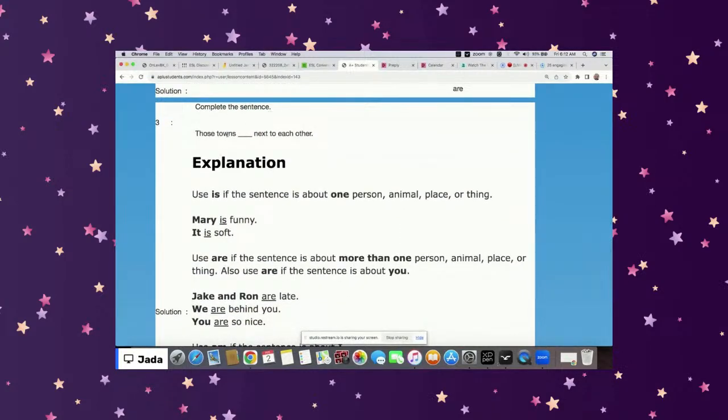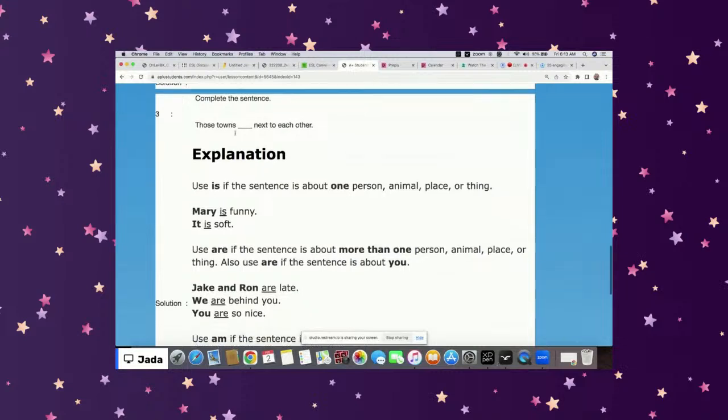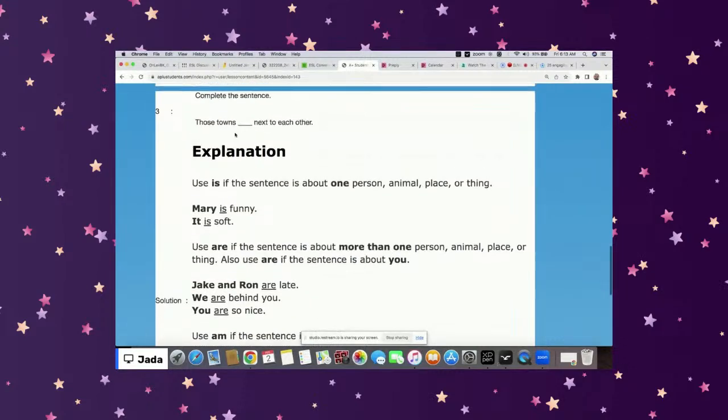Now complete the sentence: those towns dash next to each other. Those towns. So you have S on towns, meaning it is more than one. So those towns are next to each other. This is to be and to have, not adjective.